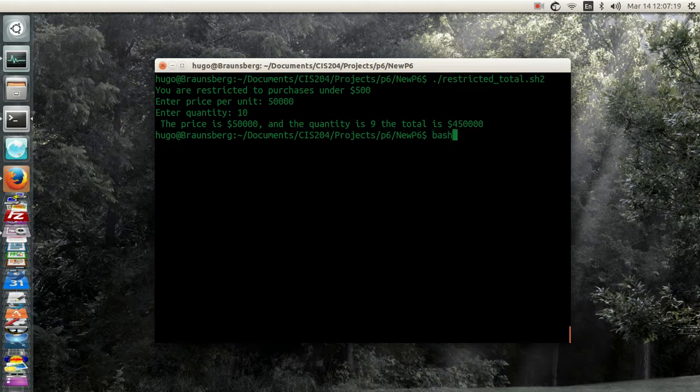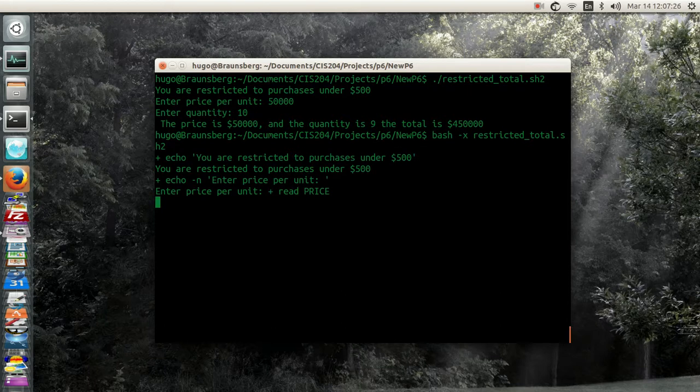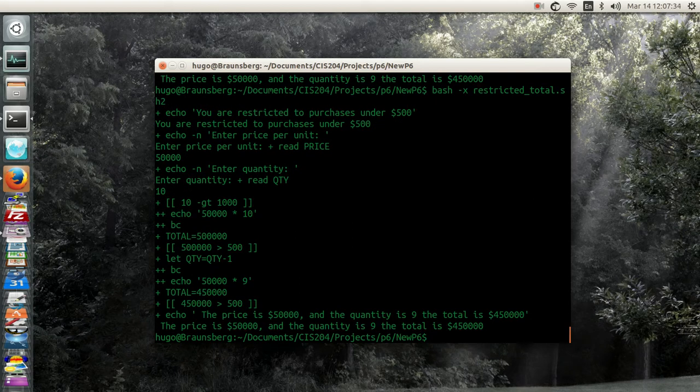So how do we figure out what's going on here? Well, it's kind of fun, actually. What's going on is this. So I enter the price, right? 50,000. And I enter the quantity, 10. Now, notice what happens. 10 is greater than 1,000. Echo 50,000 times 10. BC, total 50,000. Quantity equals quantity minus 1. It gives me 9.